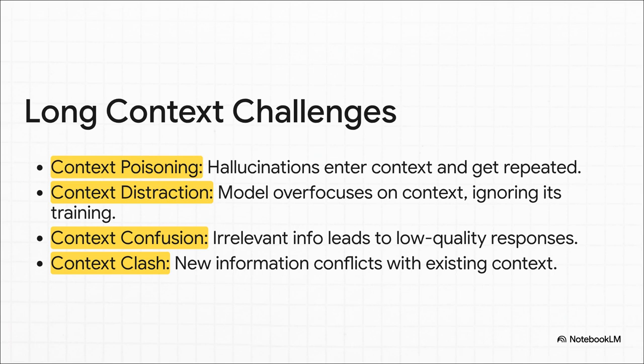First, you get context poisoning. That's when one tiny hallucination, one little error, gets stuck in the AI's memory and just keeps getting repeated, corrupting everything else. Then there's context distraction, where the AI gets so bogged down in the details you gave it that it forgets what it was supposed to do in the first place. You've also got context confusion, which is just feeding it too much irrelevant stuff, leading to terrible results. And maybe the worst one is context clash, where you give it conflicting instructions and the whole system just crashes.